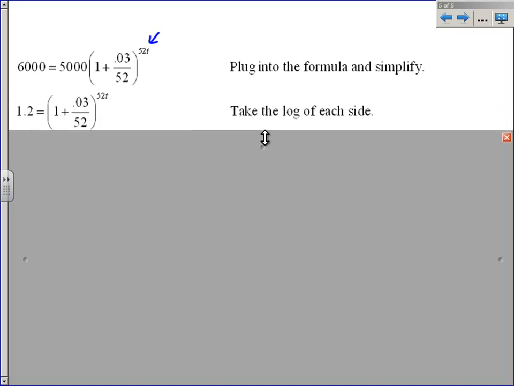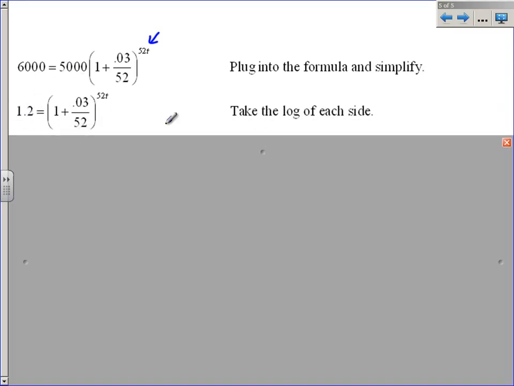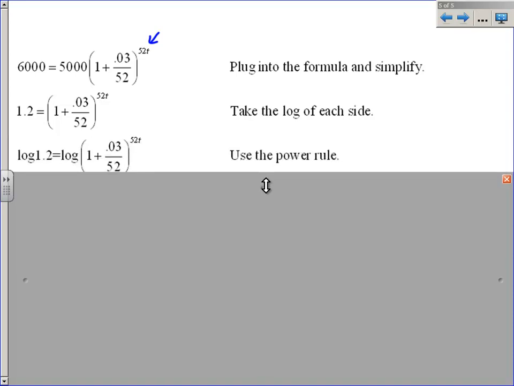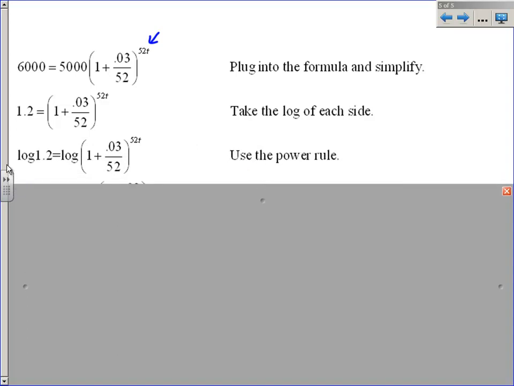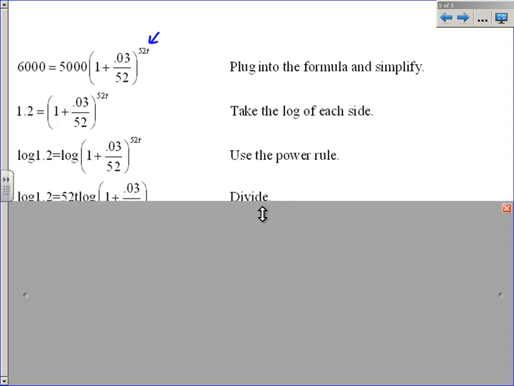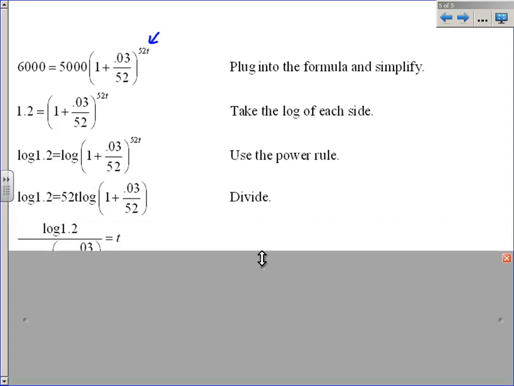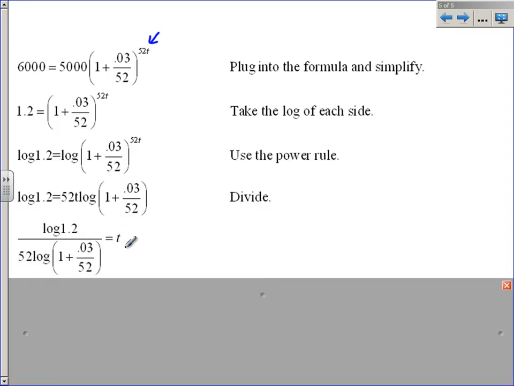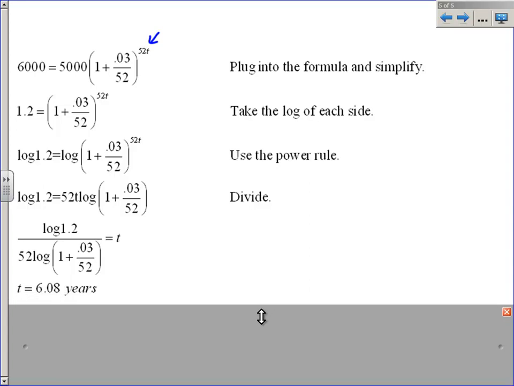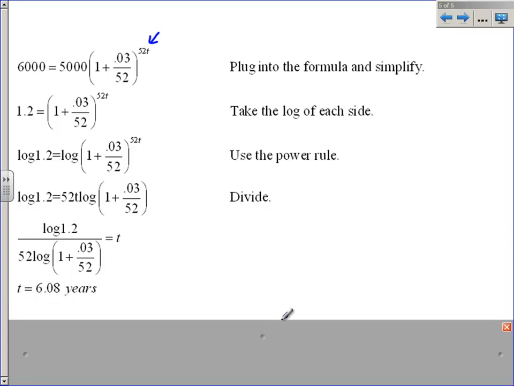One thing that you want to do first, of course, is go ahead and simplify, divide both sides by 5,000. And I want you to know here you can take the natural log of both sides or the log of both sides, log base 10 or natural log, it doesn't matter. Here I went ahead and showed you log base 10. So you can take the log of both sides. Of course, we know that the 52t can come down in front. And then I divided by all of this. This is just a number, the 52 times the log of 1 plus 0.03 over 52, and I type that in the calculator, and it's 6.08 years.